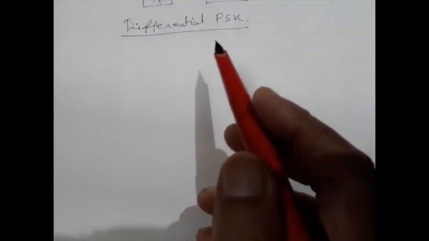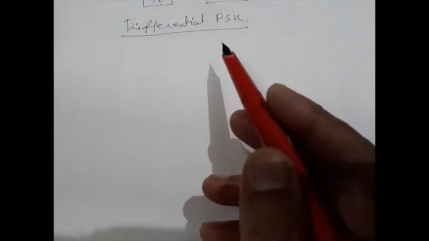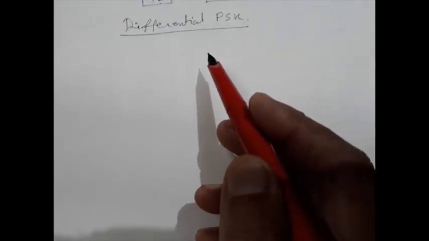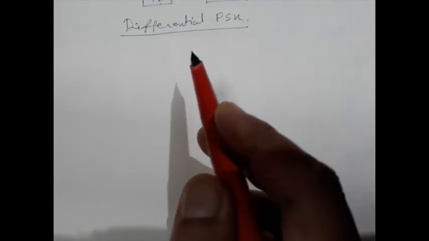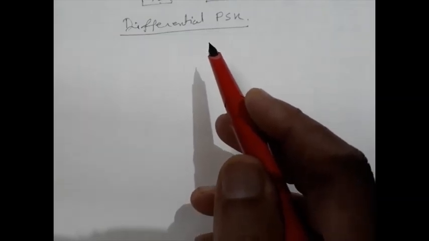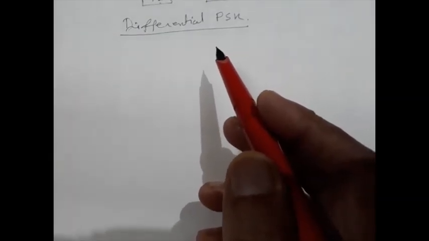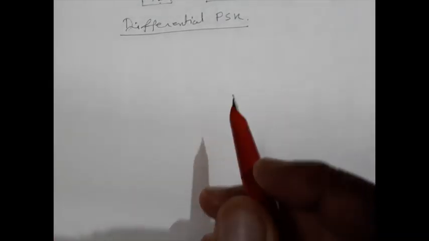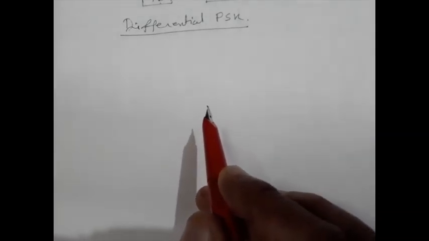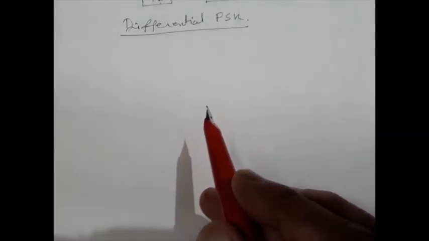We have already seen that for binary PSK, the detection must be synchronous in nature. So we cannot detect binary PSK in asynchronous fashion. To get rid of this problem, we use this differential encoding scheme. Here the digital information content of the binary data is encoded in terms of signal transition.